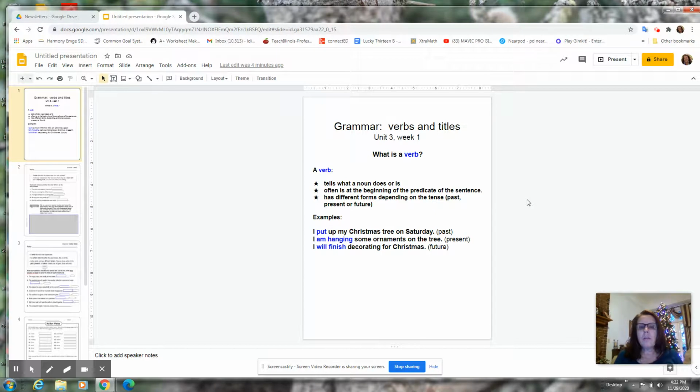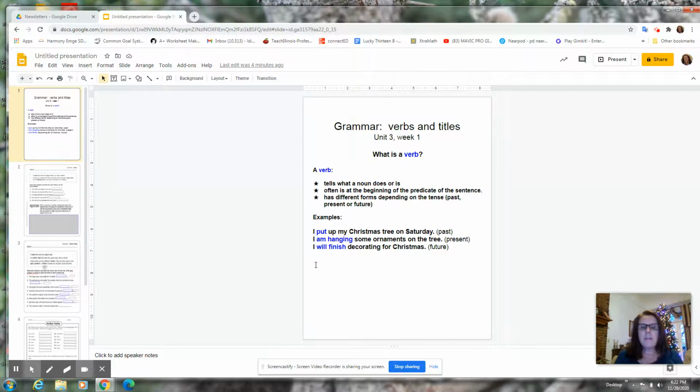And also, the other thing I want you to be aware of is that verbs often have different forms depending on the tense. So we need to be careful about that because often we have different tenses in our sentences or our writing, and we need to use the correct verb for that. So those are the things I need you to know about a verb. And I gave you some examples here.